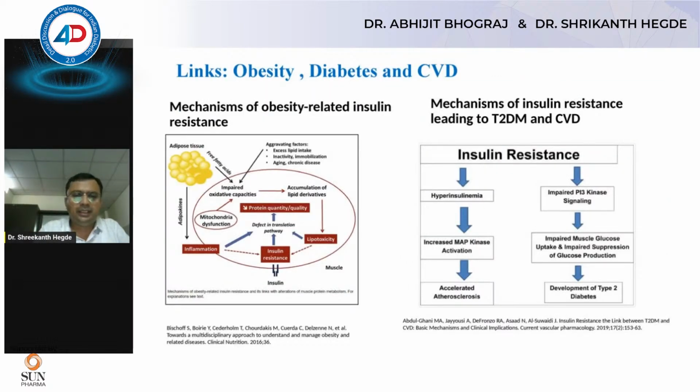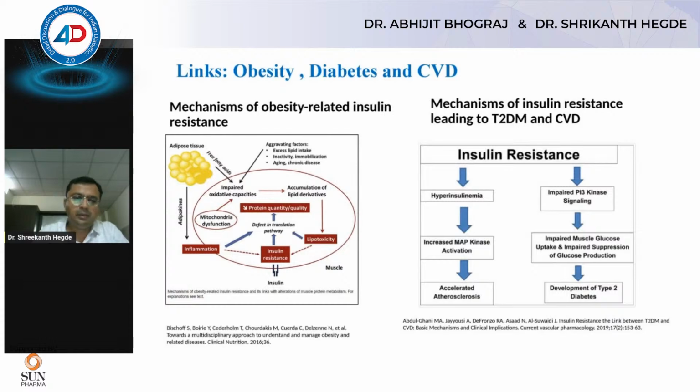Now, how do obesity and diabetes cause cardiovascular disease? If you look at the picture on the left side, the increased adiposity releases adipokines, which increase inflammation. Inflammation is one of the root causes of insulin resistance. Once there is insulin resistance, there is a defect in the translation pathway and defective protein production. Also, increased adiposity causes more efflux of free fatty acids into the blood, and the accumulation of these lipid derivatives causes lipotoxicity.